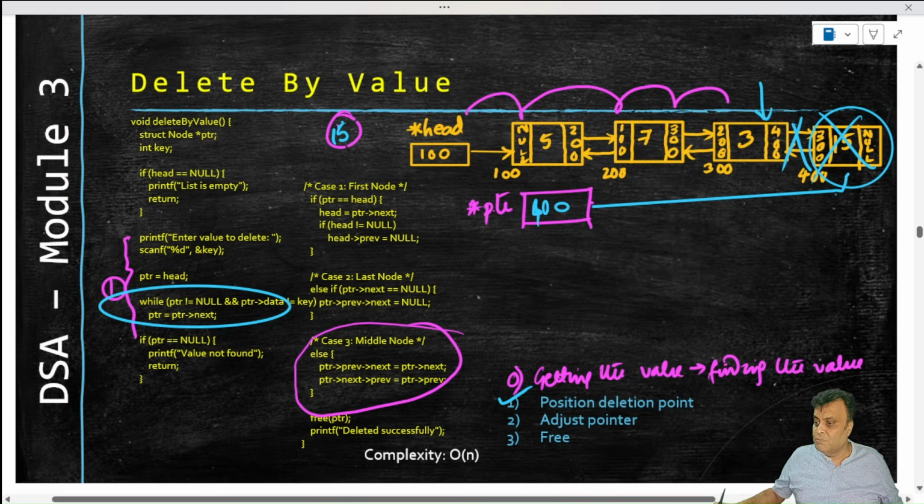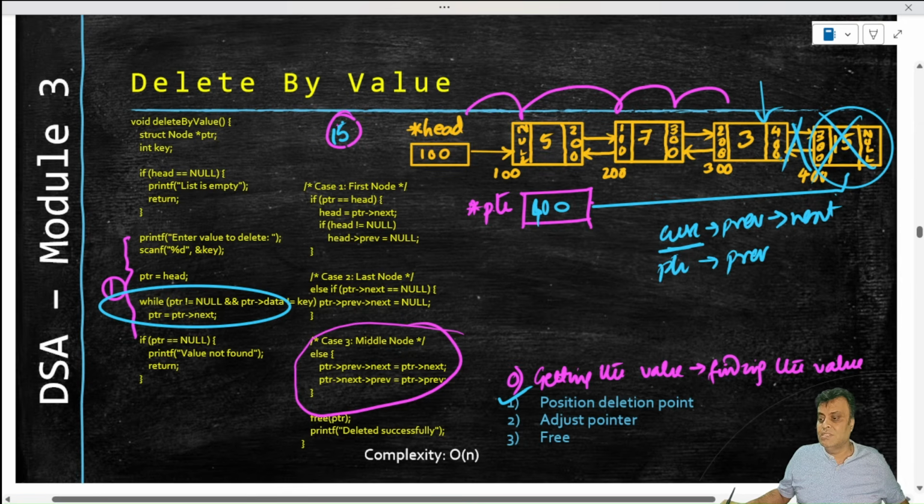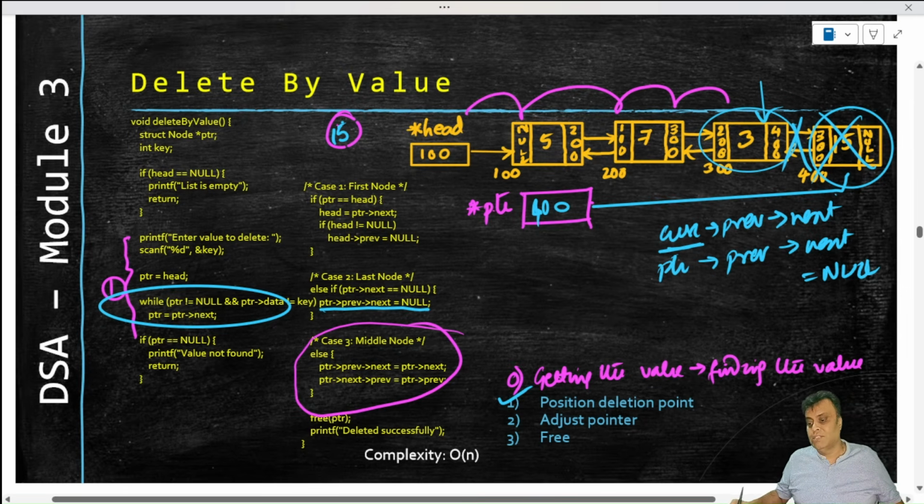We have to go to this previous node. How do we go from the pointer to the previous node? From the current node to the previous node, we will say current node's previous next. Now in our case, current node is pointer. So we will say pointer, your previous is this, that next is what I want to adjust to null. That's all we will say. And that's what we have done. Pointer previous next is equal to null. And that's your adjustment of pointers.